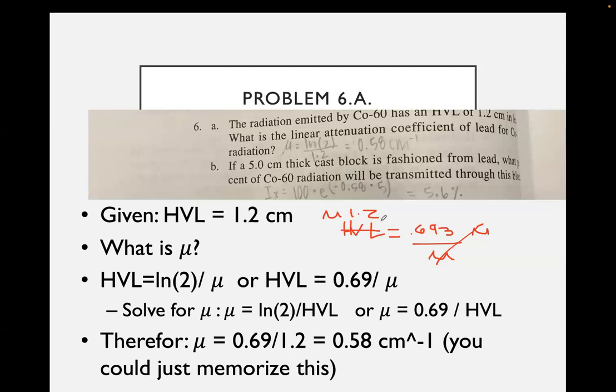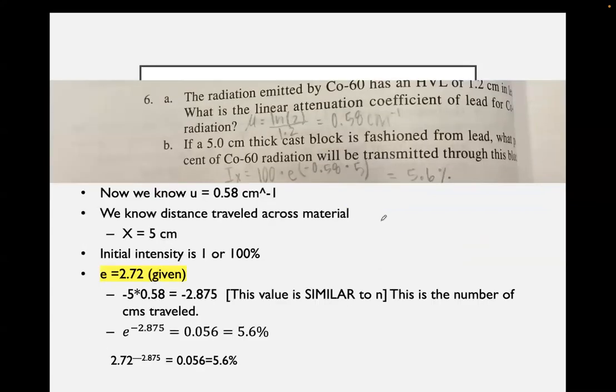Okay, so that's that formula. So that was this part right here. The second part of that problem is B. It said if a 5.05 centimeter thick block is fashioned from lead, what percent of cobalt will be transmitted through this block? So you have a 5 centimeter thick block that's made out of lead.